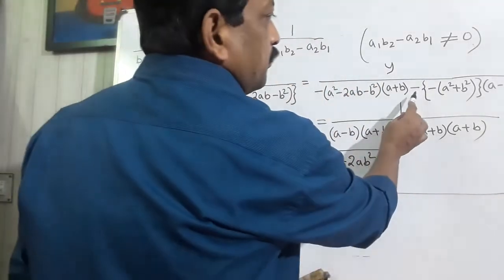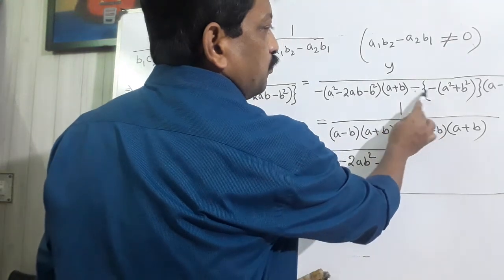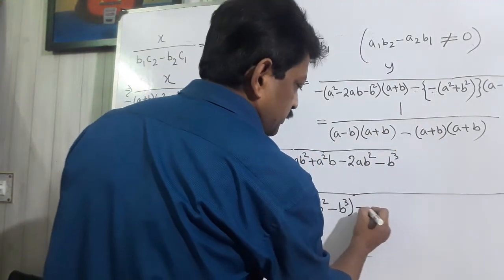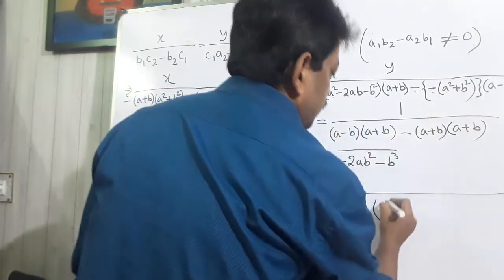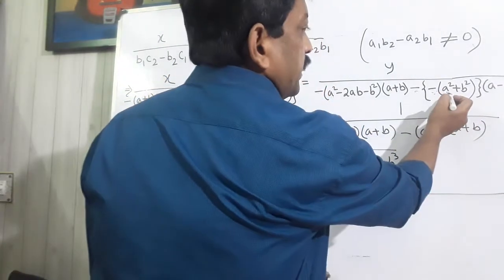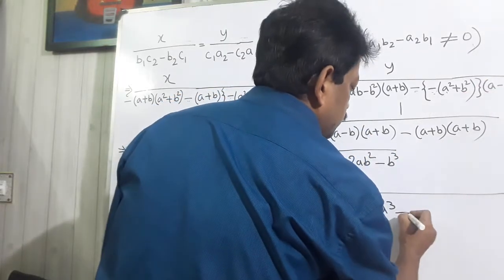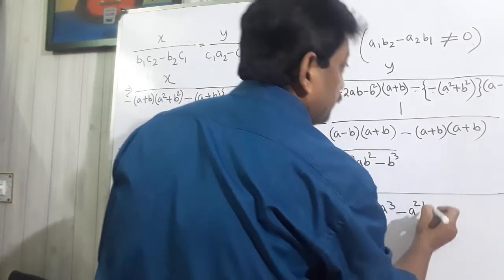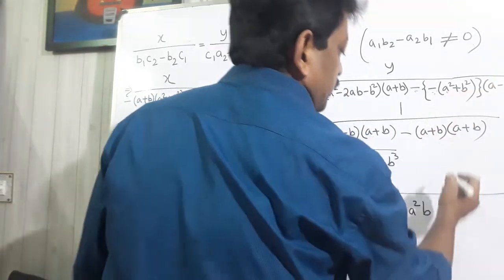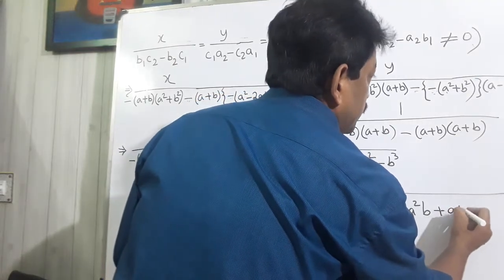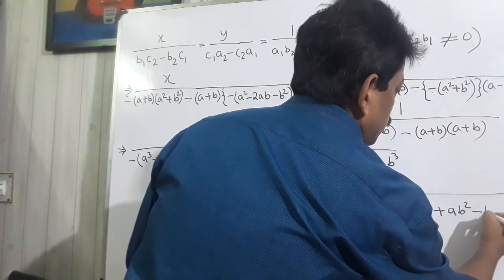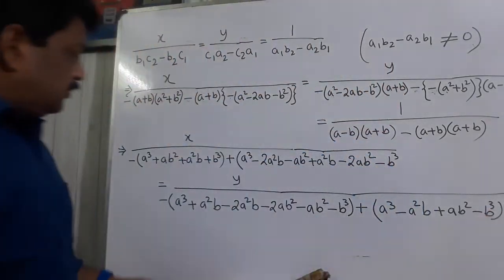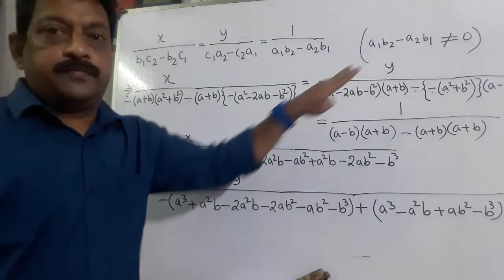Then here minus and minus both will become plus, so let me put plus sign. Then a square into a cube, a square into minus b is minus a square b, b square into a is ab square, b square into minus b is minus b cube. This is the second part only.